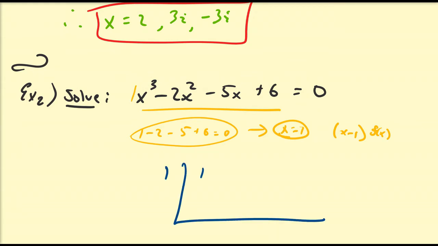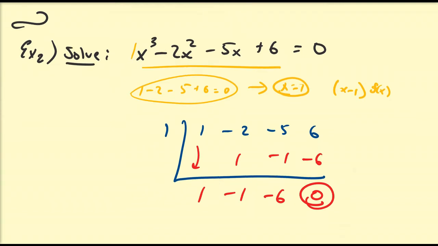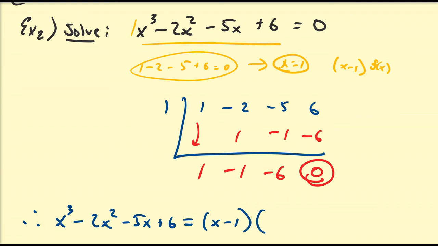So I'm going to plug in 1, and I'm going to have 1, minus 2, minus 5, and 6 as my coefficients. I'm going to bring down 1. 1 times 1 is 1, negative 2 plus 1 is negative 1. 1 times negative 1 is negative 1, and negative 5 plus negative 1 is negative 6. 1 times negative 6 is minus 6, and that gives us 0, as we already know. So that means x cubed minus 2x squared minus 5x plus 6 factors into x minus 1 times, remember, these are the coefficients of my quotient quadratic, namely x squared minus x minus 6.